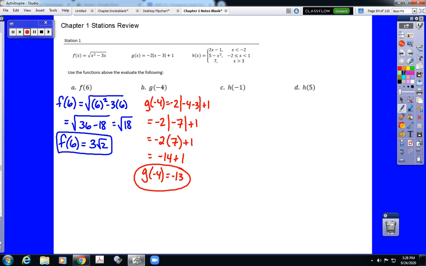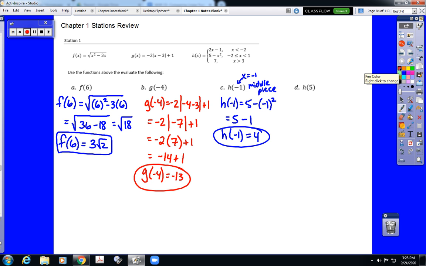Next up, we have h of negative 1. If we're doing h of negative 1, that is going to be the middle piece because x equals negative 1 is in that domain. So that would be the middle piece. So we're plugging that negative 1 into 5 minus x squared. That would be 5 minus 1. So h of negative 1 would be 4.